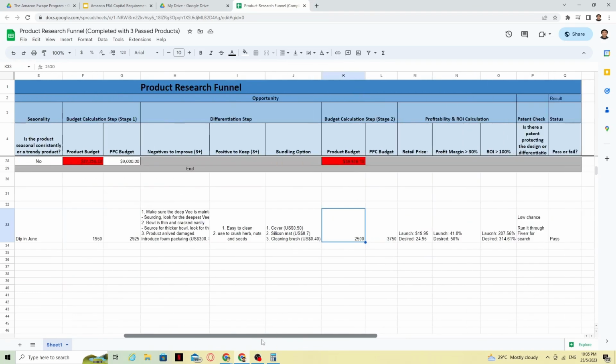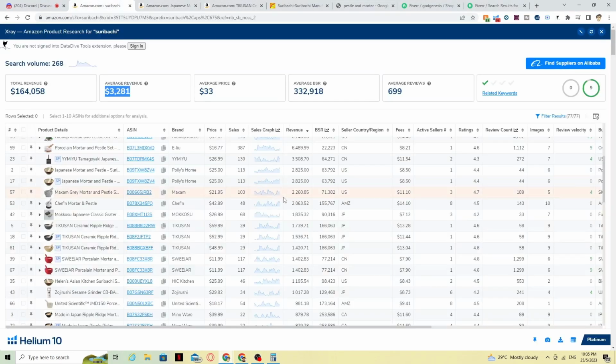Okay, so if you ask me what there is to improve, maybe the differentiation could have improved a little bit more if you spend more time to find out the negatives and the positives to improve. But I think our bundling idea itself is more than enough to dominate this Suribachi market.